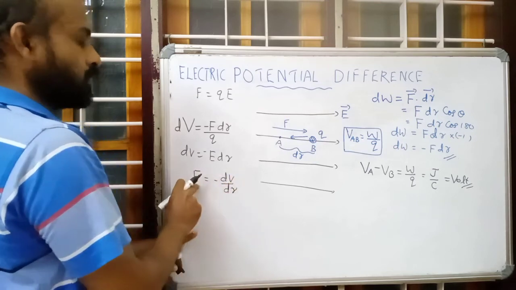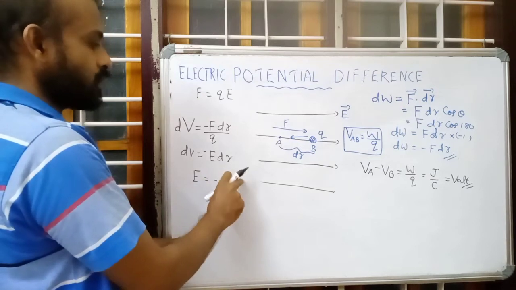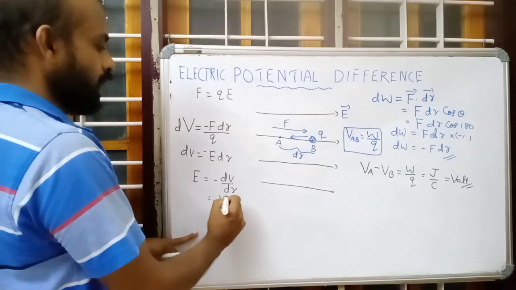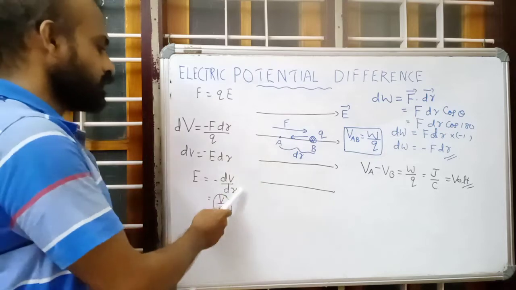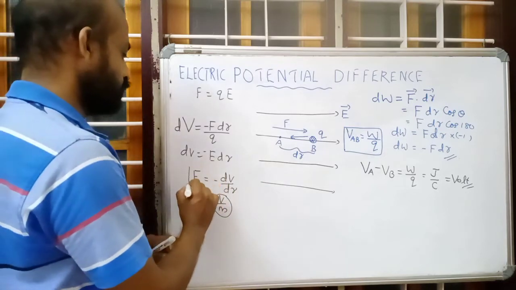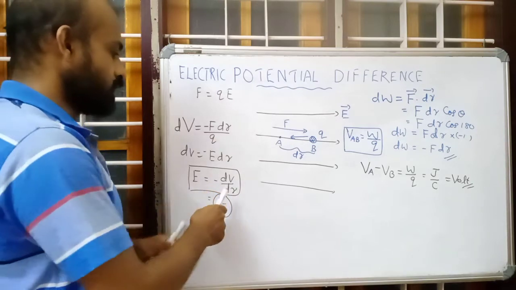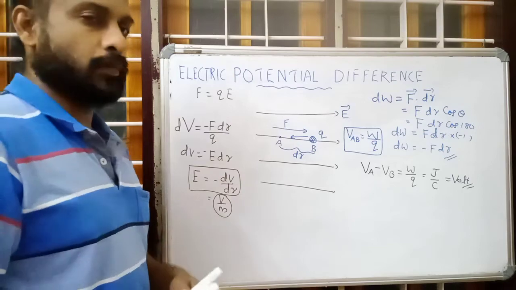From this, electric intensity has one more unit. dV has volt as a unit, dr is distance. So what can we write? Volt per meter is another unit of electric intensity. So E is equal to minus dV by dr as an equation. This is a relation connecting potential difference, distance and electric intensity. E is equal to minus dV by dr.